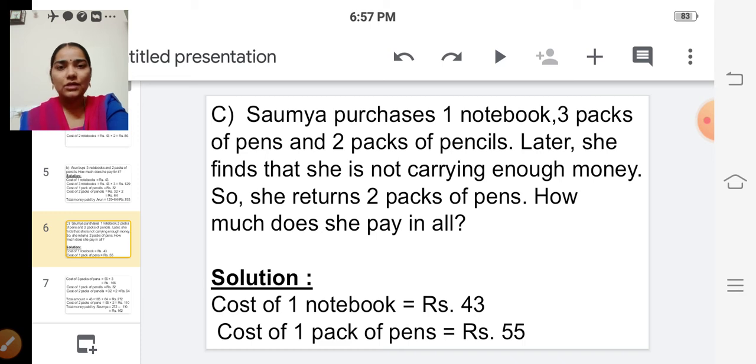She returns 2 packs of pens. So we have to subtract the cost of 2 packs of pens from the total amount. Okay, because she returns to the shopkeeper, isn't it?